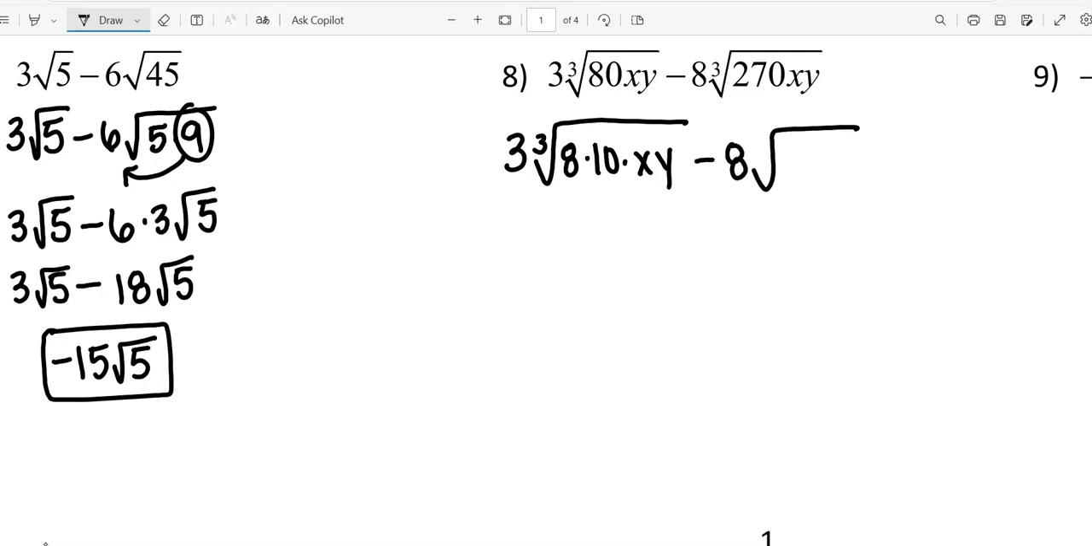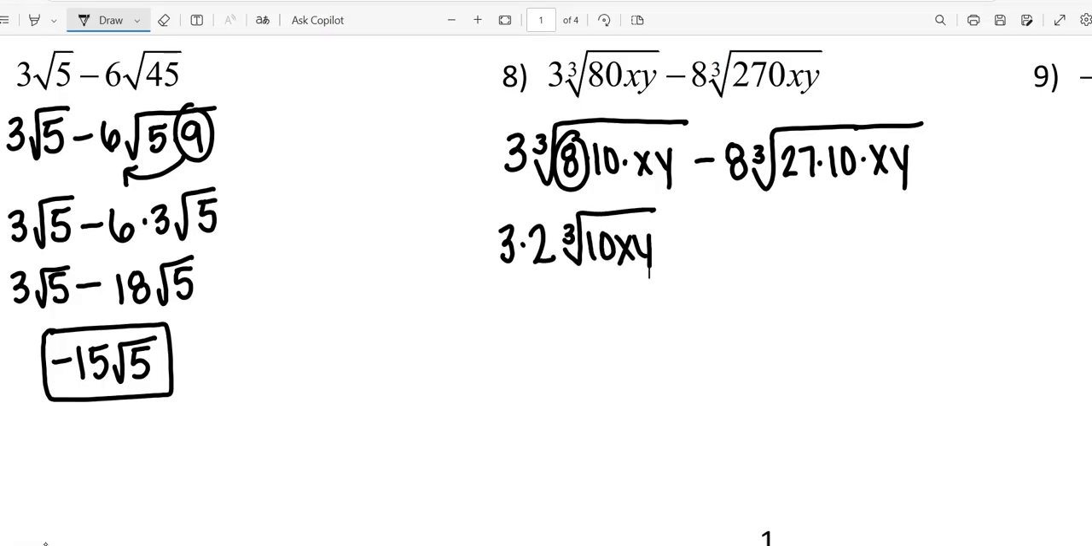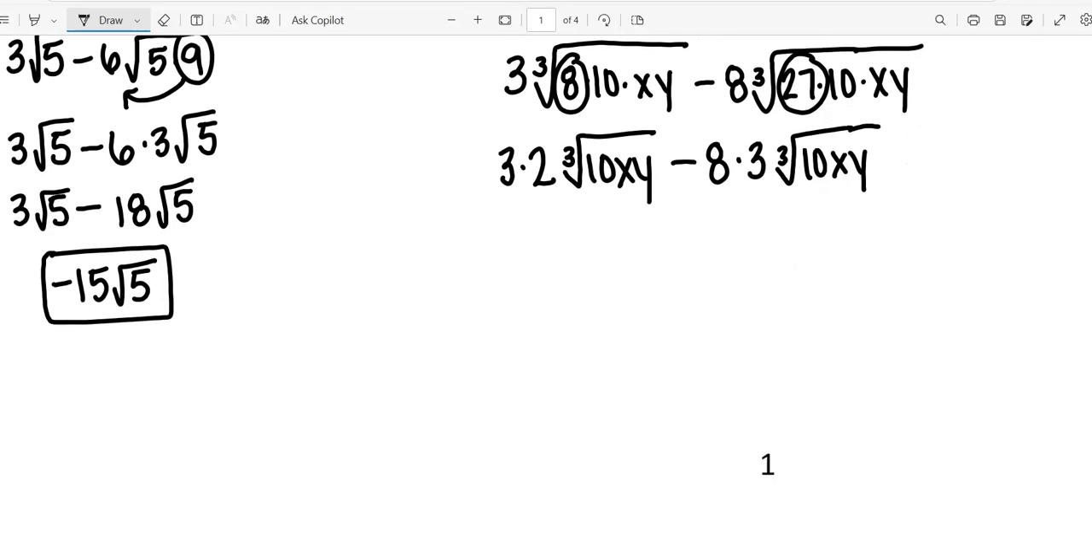Minus 8 times the cube root of 270's perfect cube factor is 27. 27 times 10 times xy. The cube root of 8 is 2. That's going to multiply with the 3 when I take it out. And I'll have the cube root of 10xy left. Minus 8 times, what's the cube root of 27? 3. And I'll have the cube root of 10xy after I take that cube root out. It's 3 times 2. 6 cube root of 10xy.